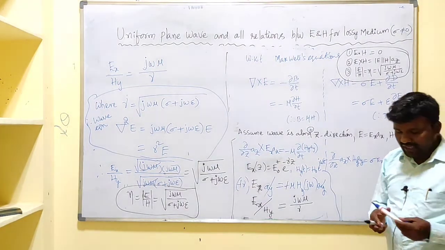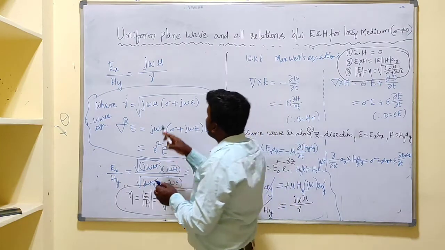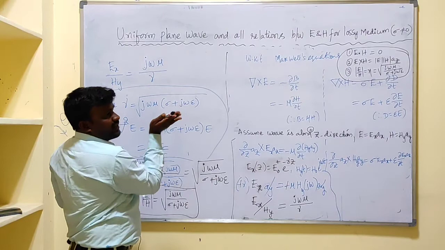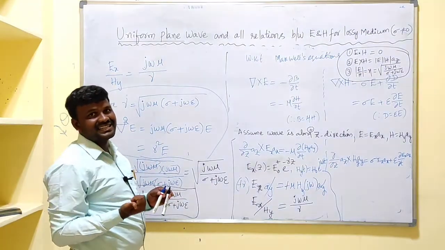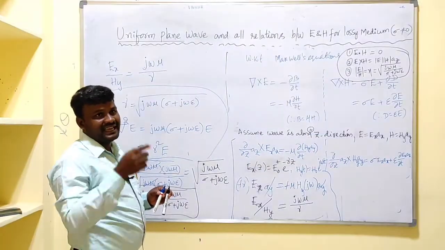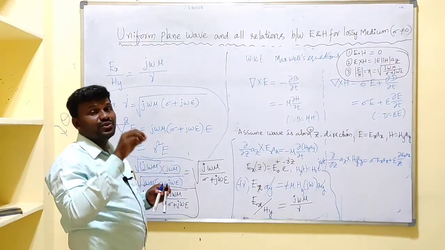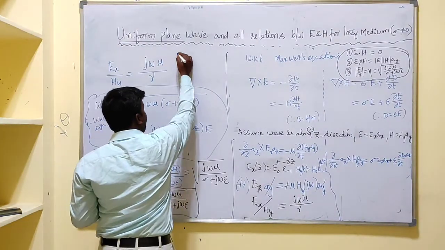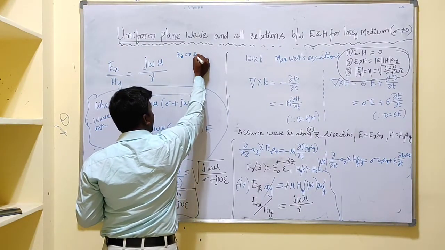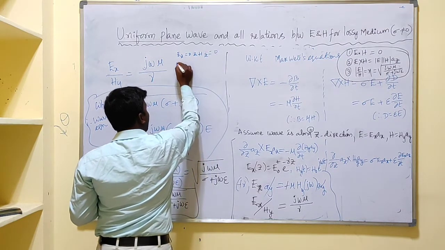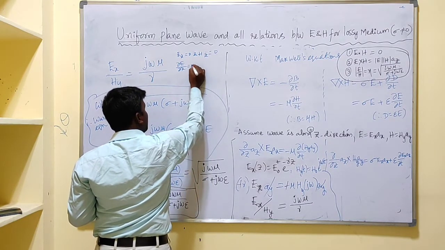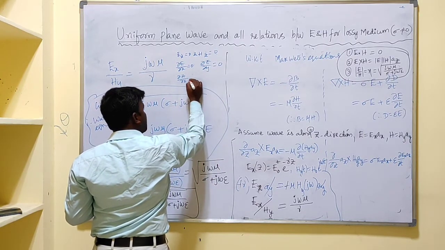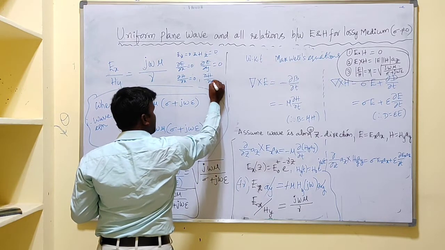What is meant by uniform plane wave? In the plane, field components are uniform as the wave is travelling perpendicular to this plane. That means if the wave is travelling along the z direction, field components are present in the xy plane, and these field components are uniform in that plane. For a uniform plane wave travelling along z, Ez equals 0 and Hz equals 0, and dou E by dou x equals 0, dou E by dou y equals 0, and similarly dou H by dou x equals 0, dou H by dou y equals 0.